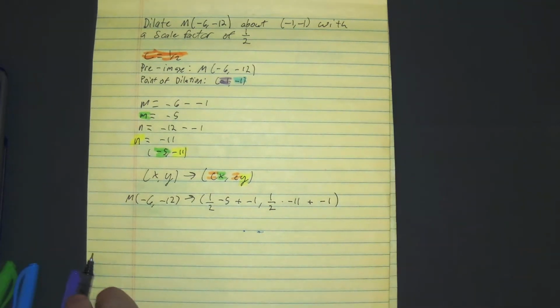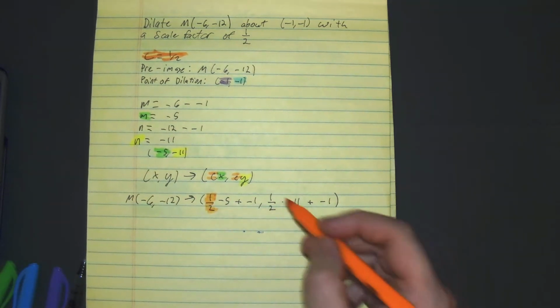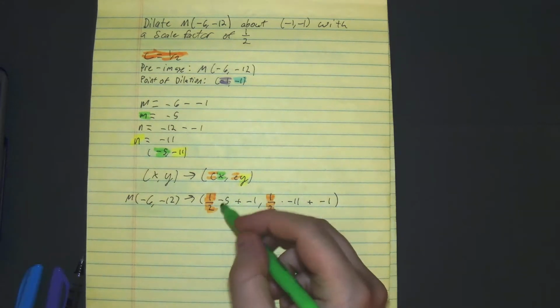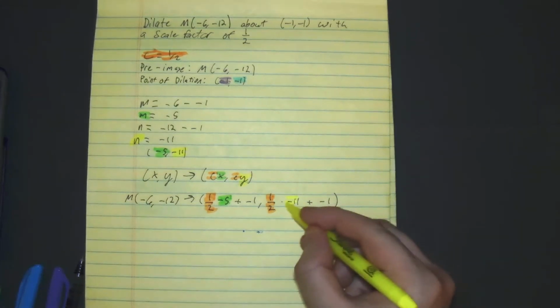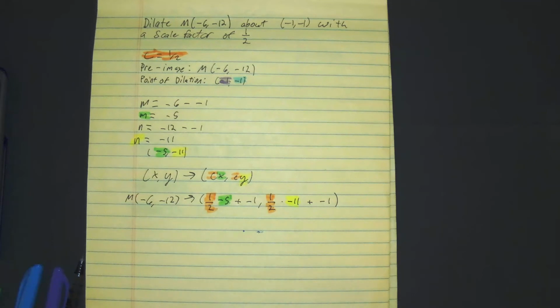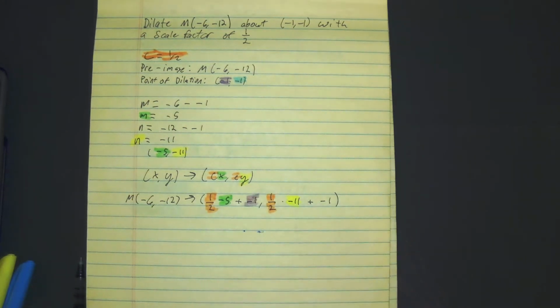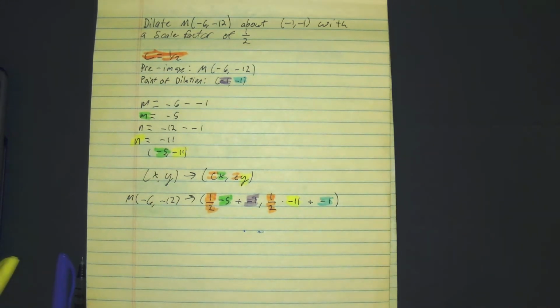-1. So if we were to highlight everything, what's important here, our C value is the 1/2, so it is getting shrinked. Then we have our M value, X. Then we have our Y value, or N value. And the point of dilation, -1. -1. Okay.